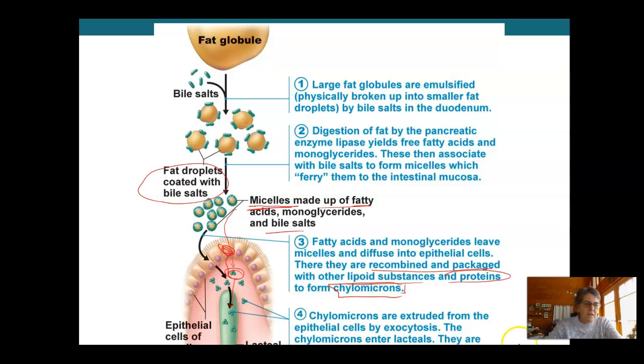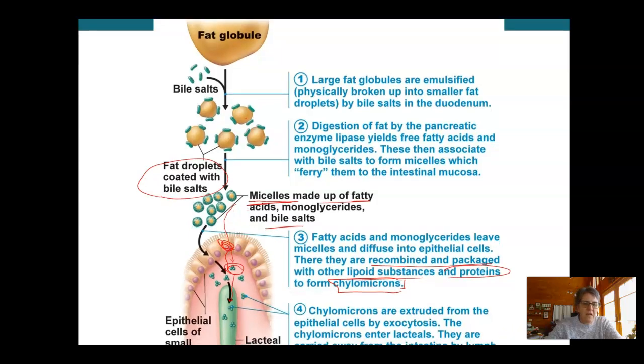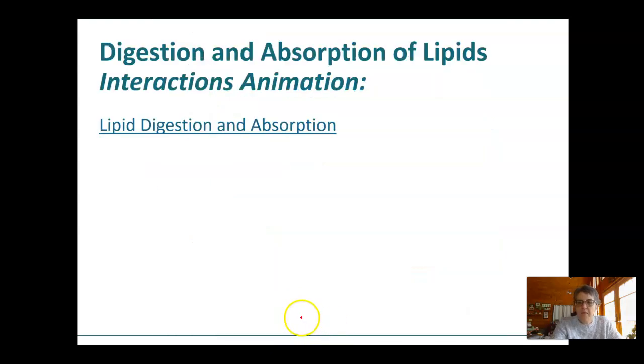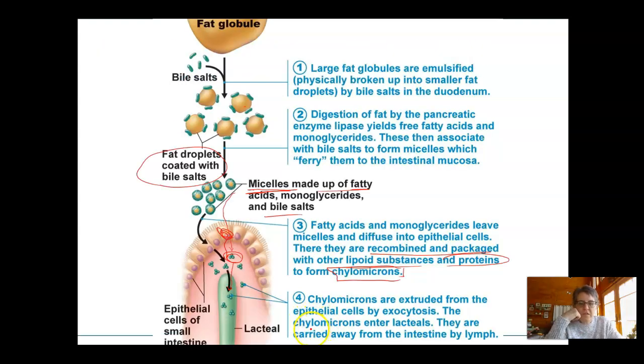Okay. So now you can see that these chylomicrons enter into lacteals, where they are carried in the lymph, and then ultimately they end up in the blood supply.